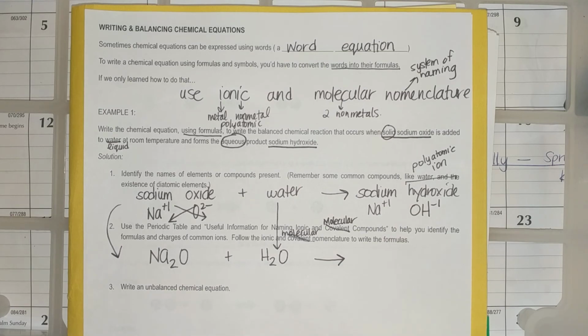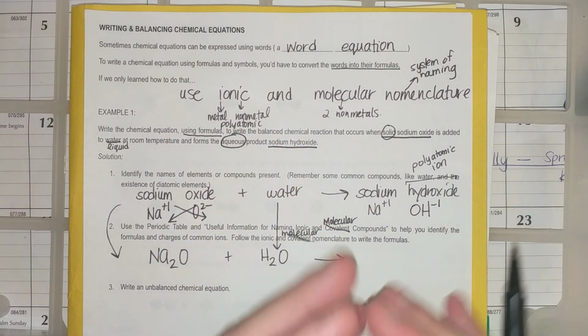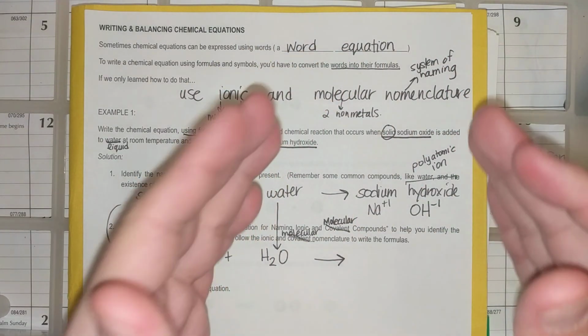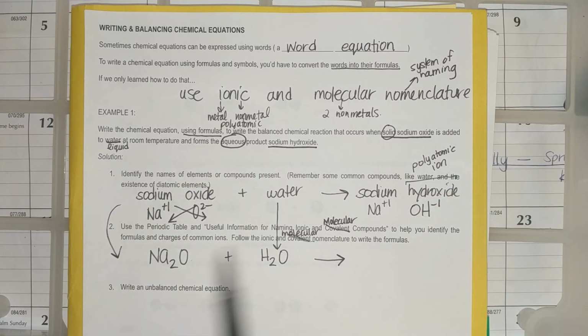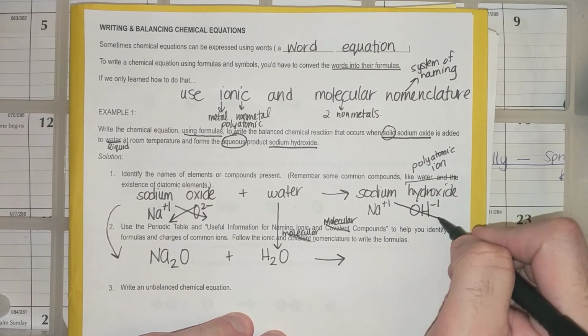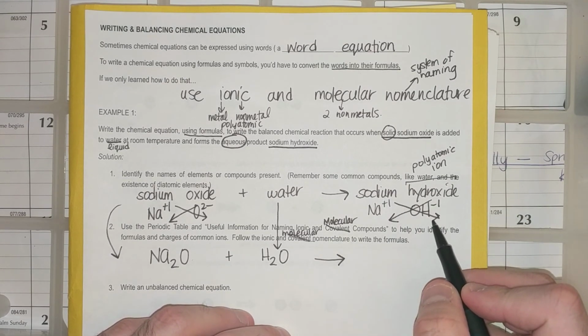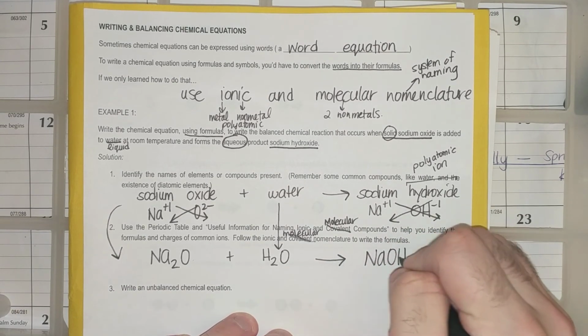Hydroxide is a polyatomic ion that stays together. If I needed more than one of it, do you remember what I put around them? Parentheses. So if I needed more than one hydroxide in a compound, I would need to put parentheses. But if I do the crisscross method, it looks like I only need one of each of the hydroxide and the sodium. So I'm going to write NaOH.